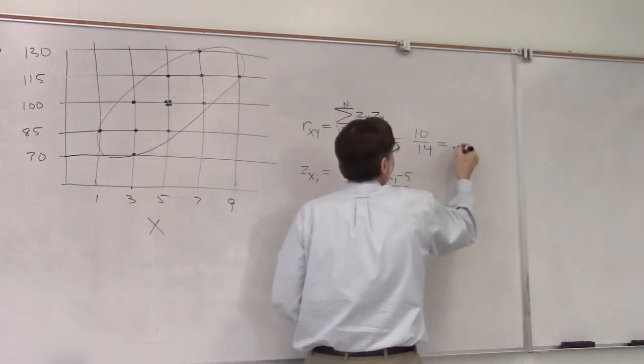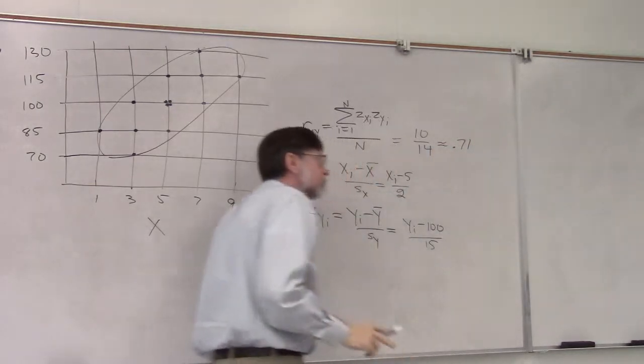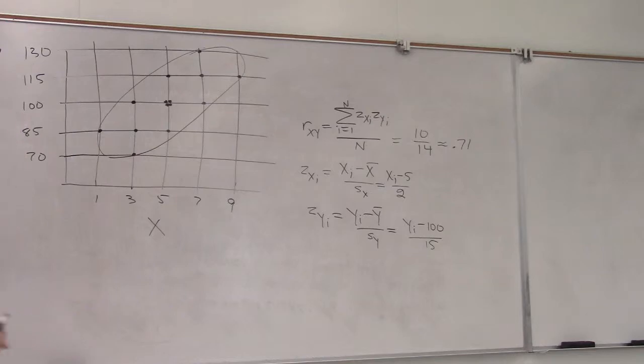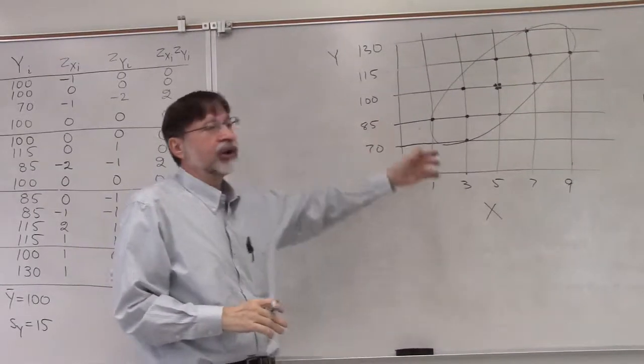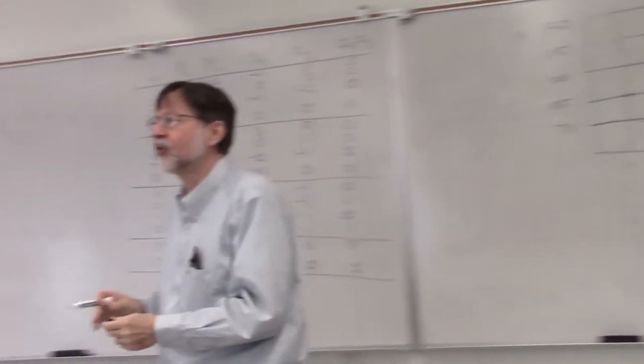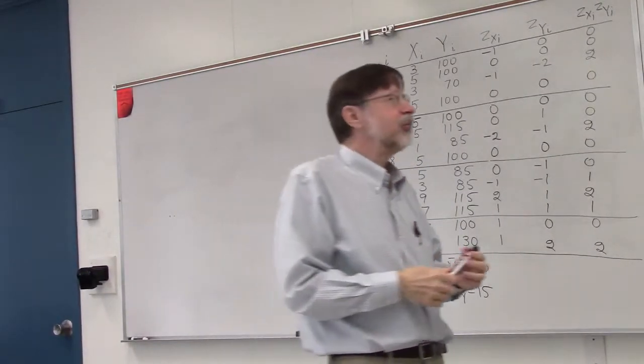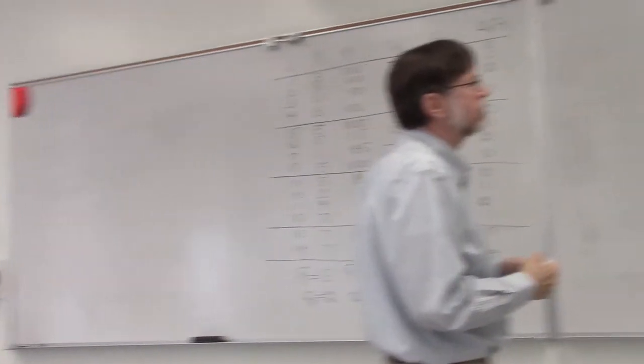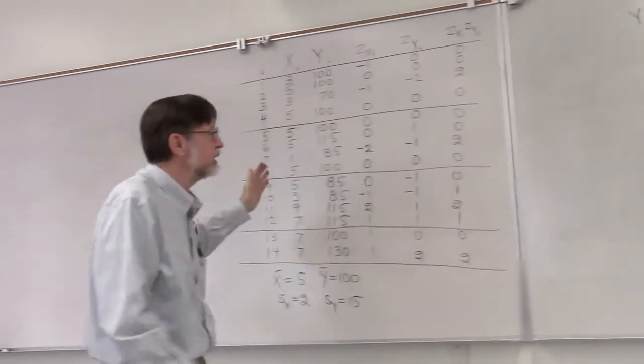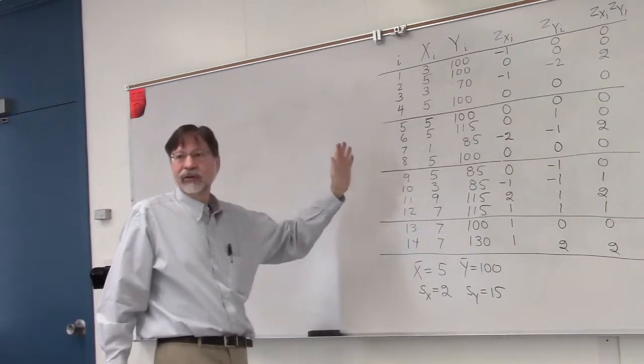And so that's about 0.71. That's a correlation of 0.71. That's what a positive 0.71 correlation looks like. Now how good is a positive 0.71 correlation? Okay, any questions about how to calculate a correlation coefficient so far?